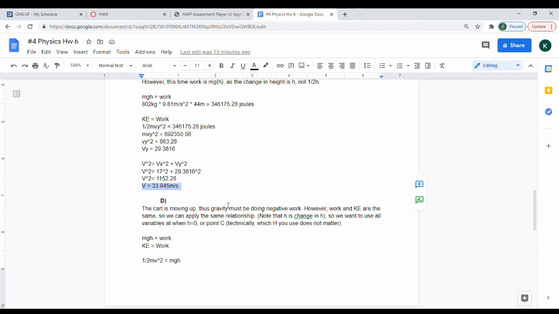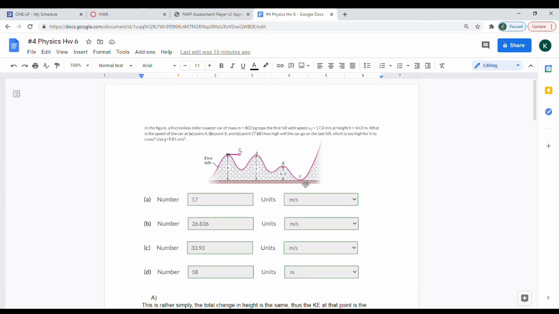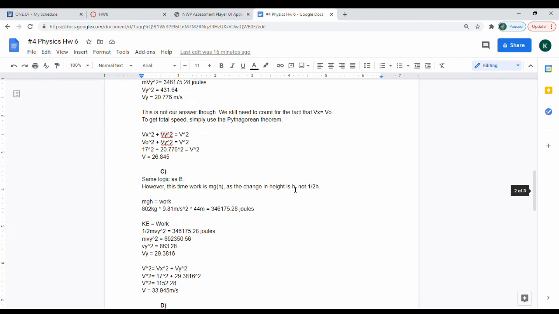For D, the cart's moving up. So remember, when something's moving up, gravity does negative work, but the work and the kinetic energy are still the same. So for the change of height, you could start from any point, but I'm going to use point C, because the change of height is just 0 plus whatever it changes by, because at C it's conveniently 0. You could use any point, but I'm going to use C as my base because it's on the ground.